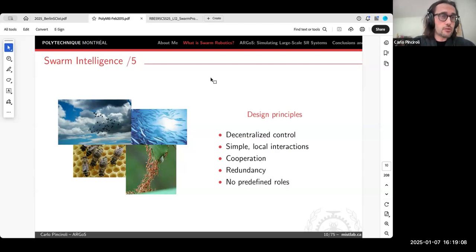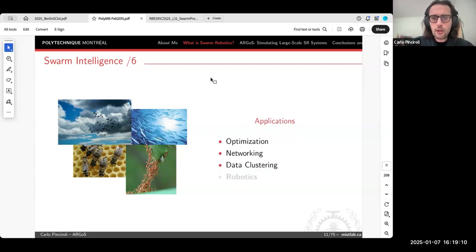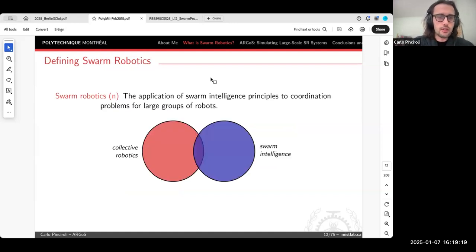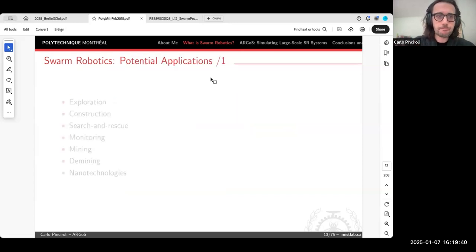And then we want to do task allocation, so there's no predefined roles. There's a lot of interesting applications, optimization, networking, data clustering. We don't care about any of them. It's really just about robotics today. So we can see that swarm robotics is at the intersection between collective robotics and swarm intelligence. Swarm intelligence intended as a discipline that studies how to make systems that are inspired by insects, not necessarily robotics. Collective robotics is how to coordinate many robots, but not necessarily the way insects do. And then swarm robotics is really a combination of the two.